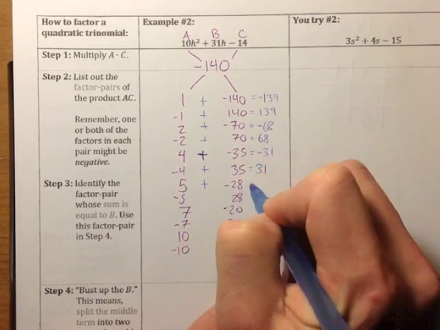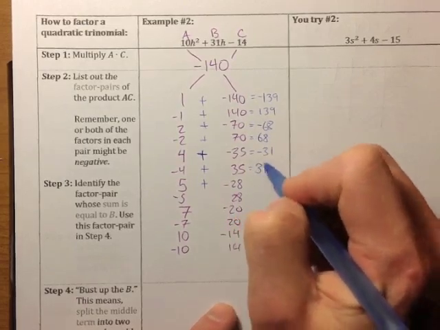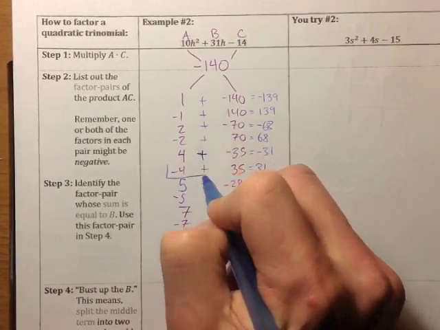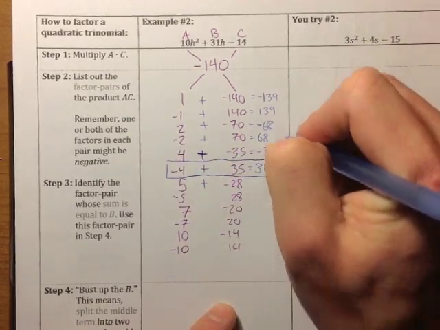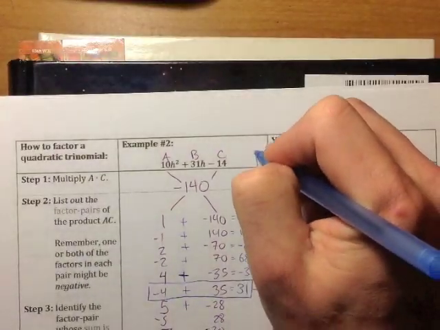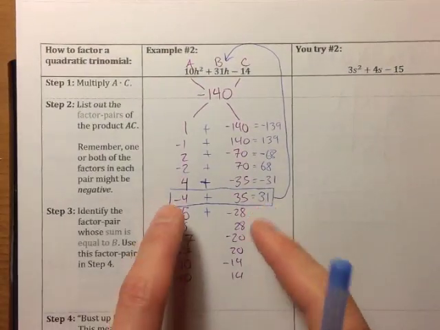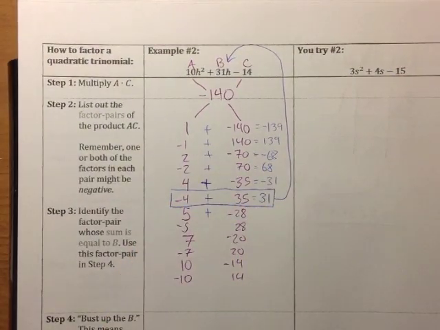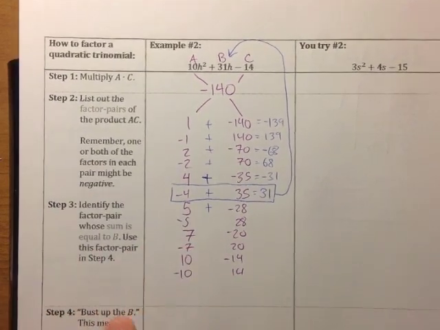5 plus negative... Oh, wait. I can stop right here because I found my 31. Negative 4 plus 35 equals 31. And 31 is B. Okay? So we found our magic numbers, negative 4 and 35. We're going to use those magic numbers to bust up the b.